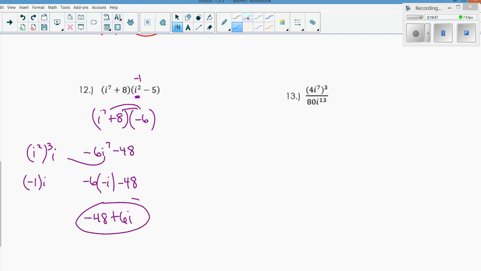Okay, let's do our last one. Order of operations. Be very aware of order of operations. The denominator is actually already simplified, so I don't really need to worry about it, but I do need to worry about this top. That top part is again saying it's 4 to the third, and then times i to the 7 times 3, which is 21. Remember that exponent has to be distributed to all of those terms in there. 4 to the third is 4 times 4, which is 16, times another 4, which is 64i to the 21st, and then this is all over 80i to the 13th.